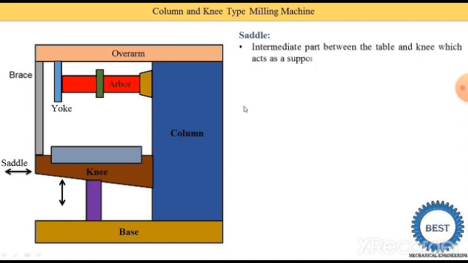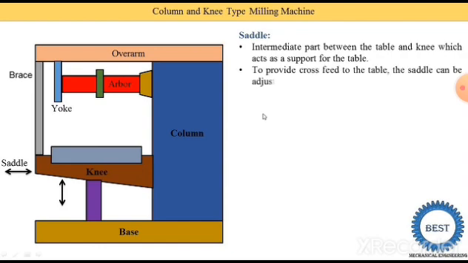It is an intermediate part between the table and knee, which acts as a support for the table. So it is an intermediate part between the knee and table. So the table is mounted on the saddle. So it is in between the table and knee.